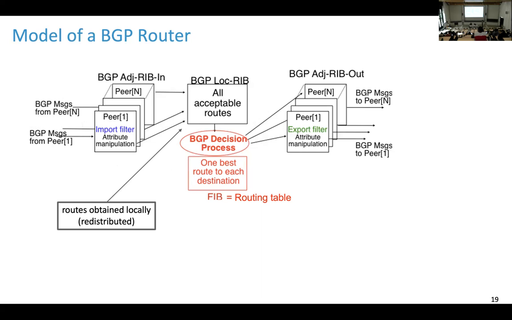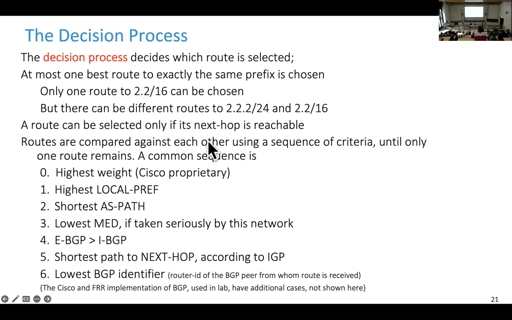Well, that's the mental model. What is this decision process? Well, the decision process is explained here. As I said, for a destination you have a set of all possible paths, and you compare these paths based on some criteria until only one remains. We are very flexible about that. Every router could implement the policies that it likes. It could be anything. However, we have a default setting, one common sequence of criteria that a router goes through.